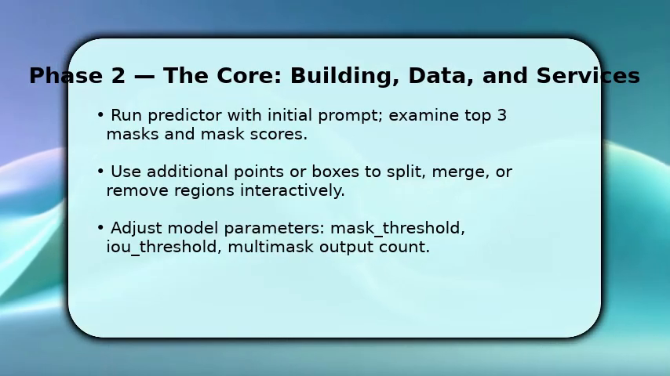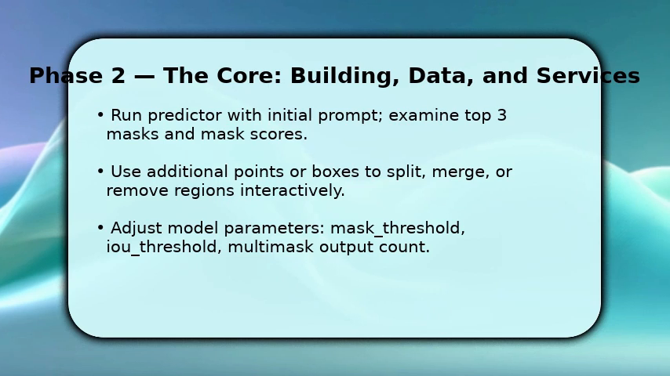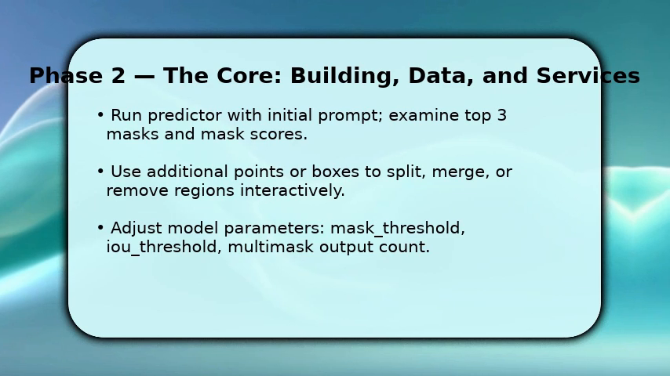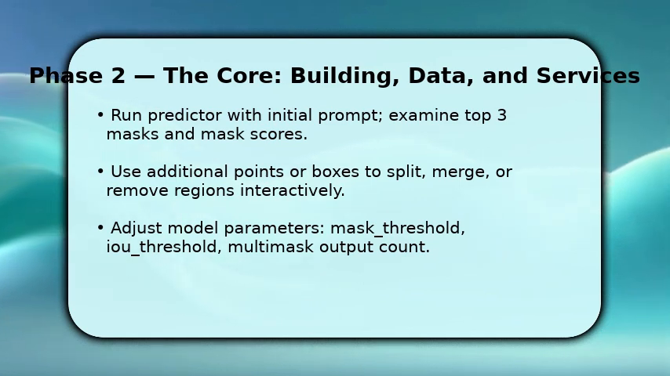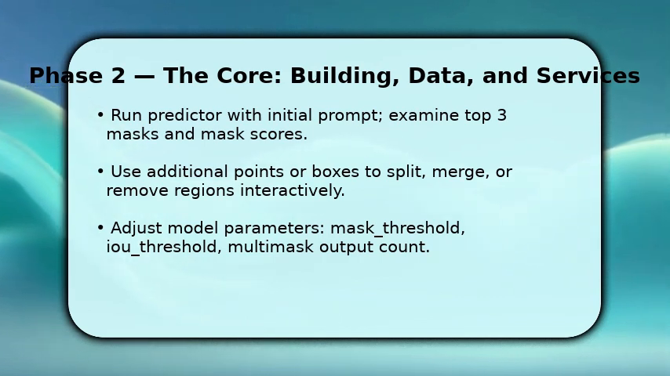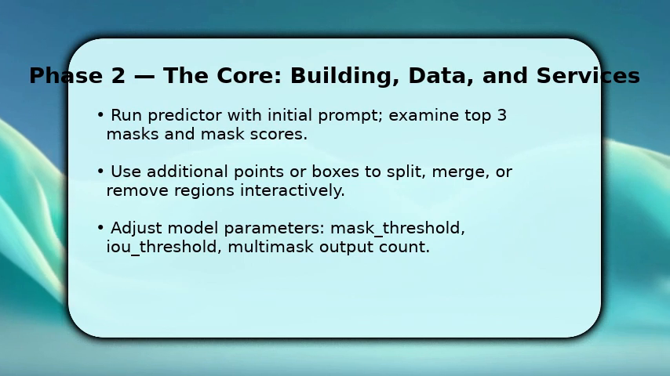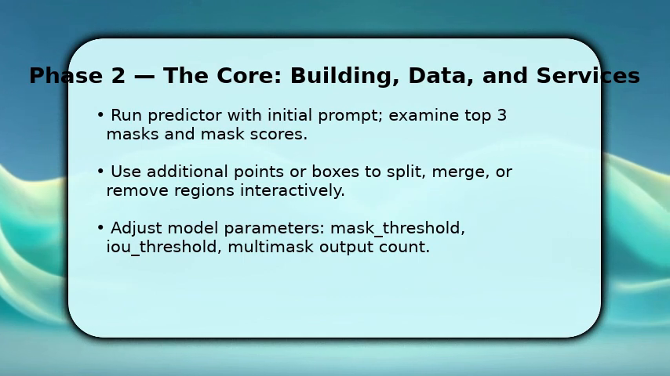You now refine the output by inspecting the candidate masks and choosing the correct one. Run the predictor with your initial prompt and look at the top 3 masks and their confidence scores, then add positive or negative points to resolve ambiguity. If objects touch, draw small boxes to split them. If you need broader context, expand the box. Also tweak mask threshold and IO threshold to control sharpness and overlap. This changes how conservative versus aggressive the mask is.